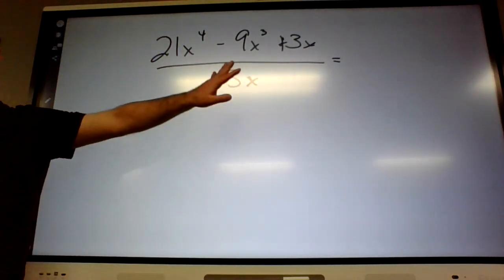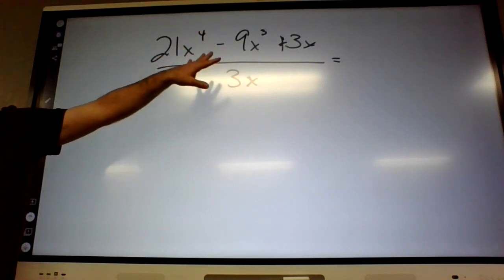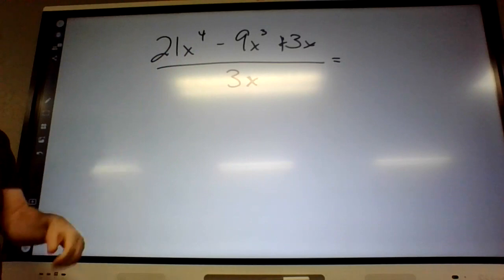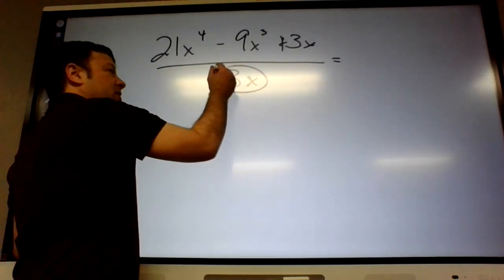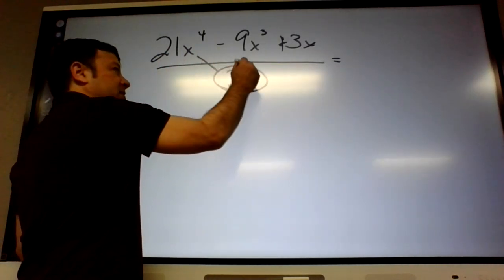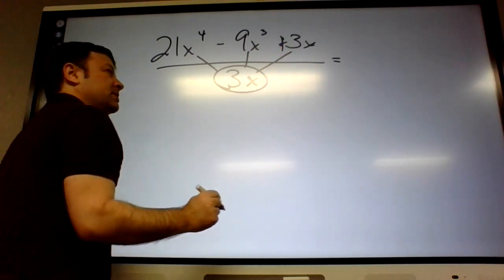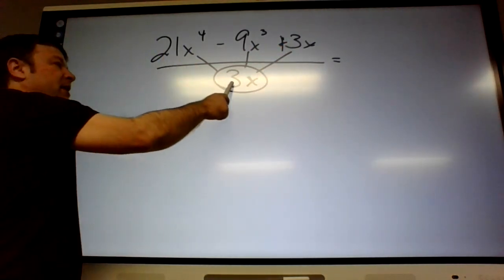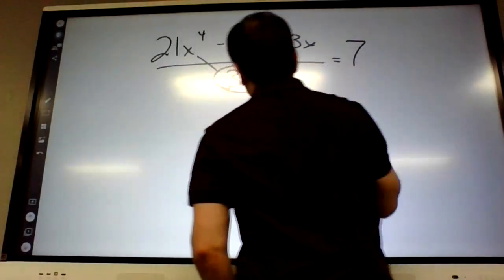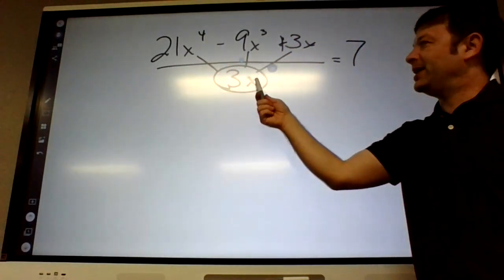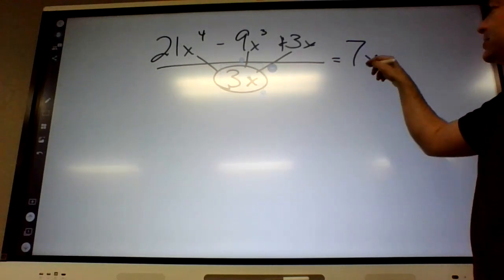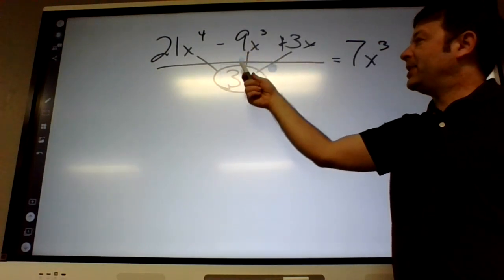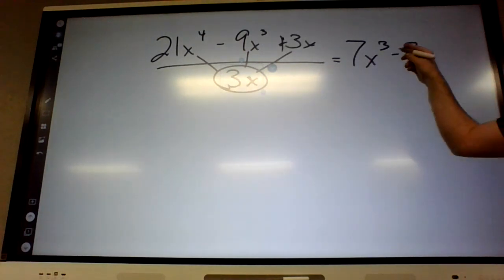Okay. This is the easier kind of division. How can I tell it's easy? Because you're only dividing by one term. So this is like the distributive property. You just divide each of those by 3x. So 21 divided by 3 is 7. What's x to the fourth divided by x? X to the third. Just subtract the exponents. Minus 9 divided by 3 is minus 3.